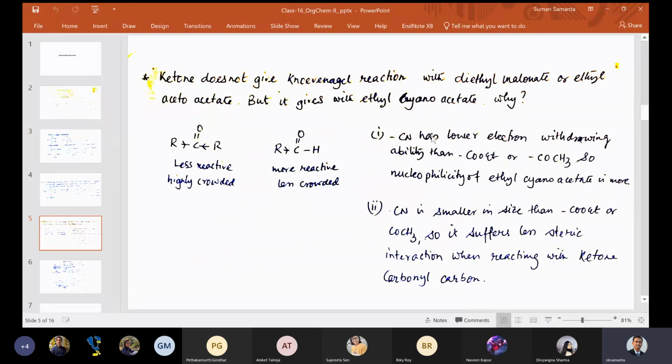So it says here cyanide has lower electron withdrawing ability than CO2Et or COCH3. So nucleophilicity of ethyl cyanoacetate is more. And the second is cyanide is smaller in size than CO2Et or COCH3, so it suffers less steric interaction when reacting with the ketone carbonyl carbon. Okay.